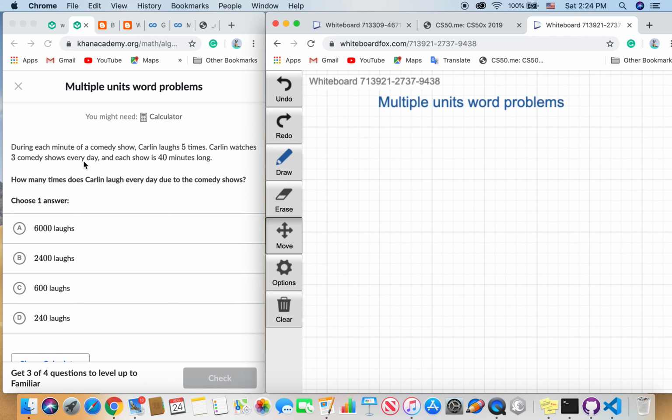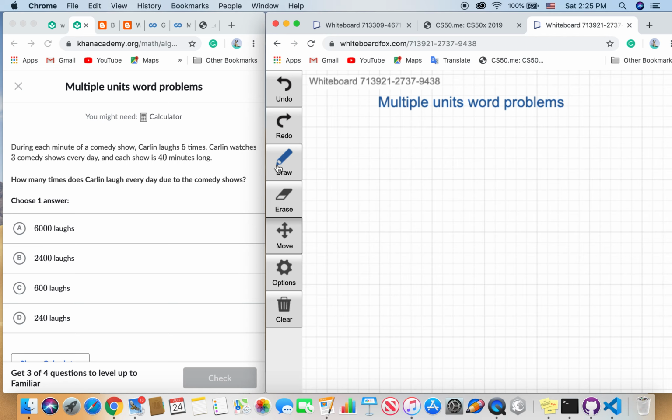Okay, during each minute of a comedy show, Carlin laughs 5 times. Carlin watches 3 comedy shows every day, and each show is 40 minutes long. How many times does Carlin laugh every day due to comedy shows? Okay, so each minute, oh my god, about every 12 seconds he will laugh once. I hope I can be happy, just like him.